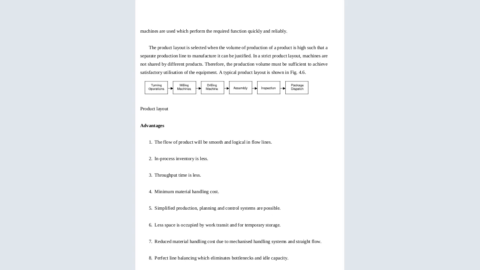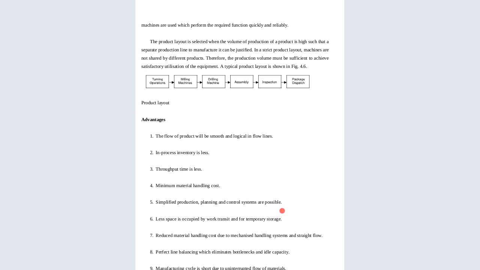So we have now the first step being the turning operations, milling machines, drilling machines, assembling, inspection, and finally the packaging and dispatch. So the product layout advantages are as follows.